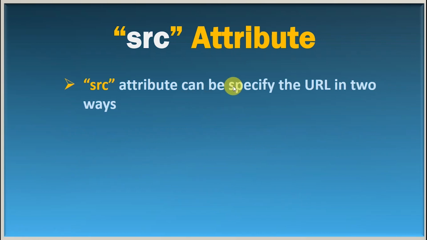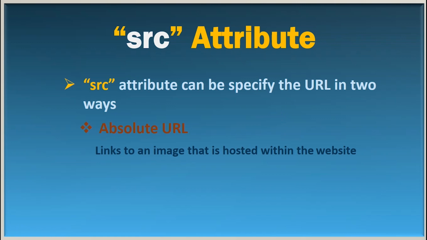The src attribute can specify the URL in two ways. Absolute URL links to an external image that is hosted on another website. External images might be under copyright. If you don't get permission to use it, you may be in violation of copyright laws. In addition, you cannot control an external image. It can suddenly be removed or changed.